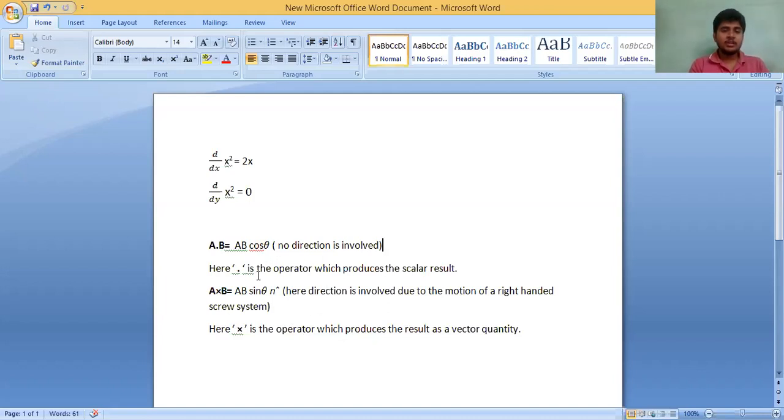This is very simple because of the operators involved here. What are the operators? In the first case, the dot is the operator here, and in the second case, the cross is the operator here. Dot involves no rotation of the given vectors, while the cross involves rotation of the given vectors. And for this reason, in the first case we get the scalar result, while in the second case we get the vector result.